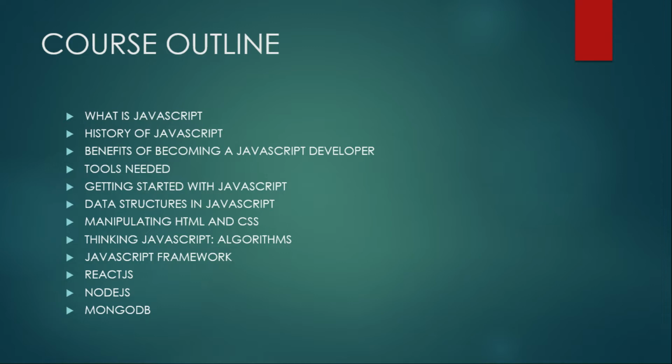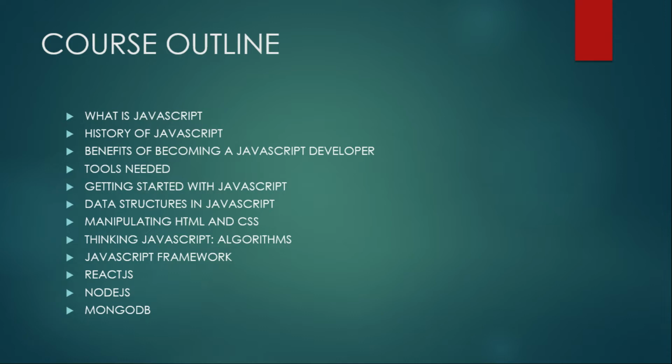We'll now look at how we can manipulate HTML and CSS with JavaScript. Then after that, we'll look at thinking JavaScript, so how we can use JavaScript to solve algorithms. Algorithms are code that solve a basic problem, a practical problem.